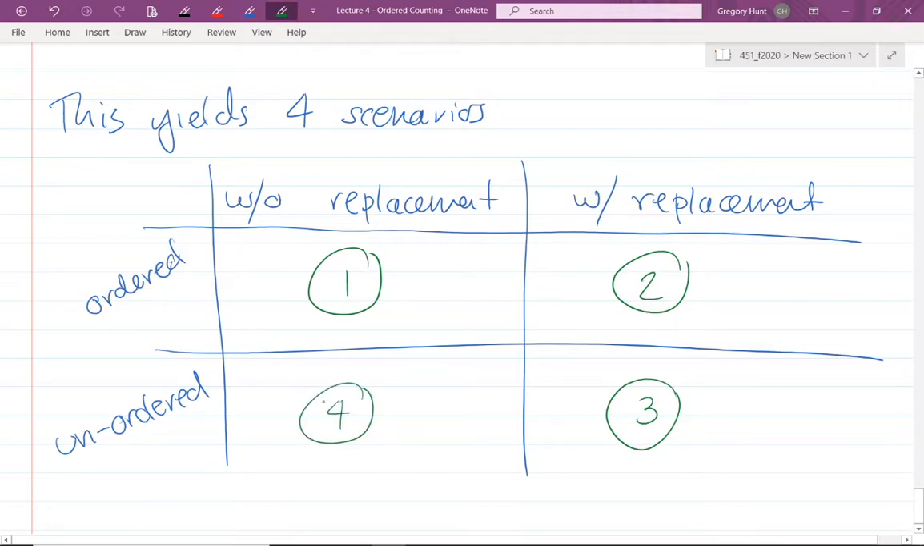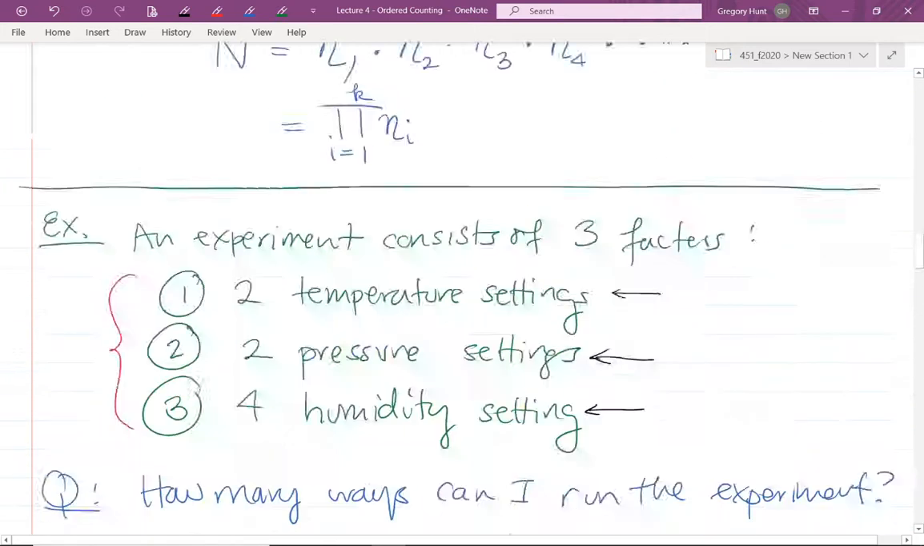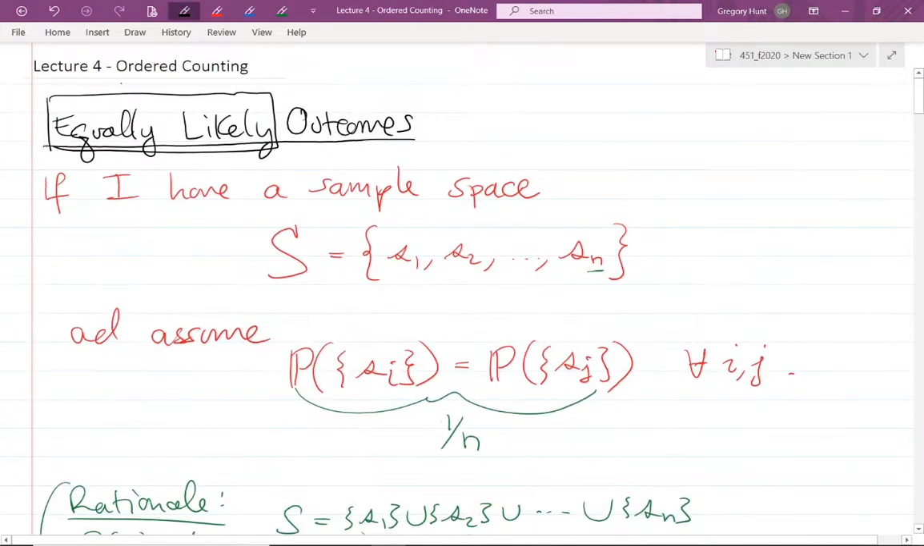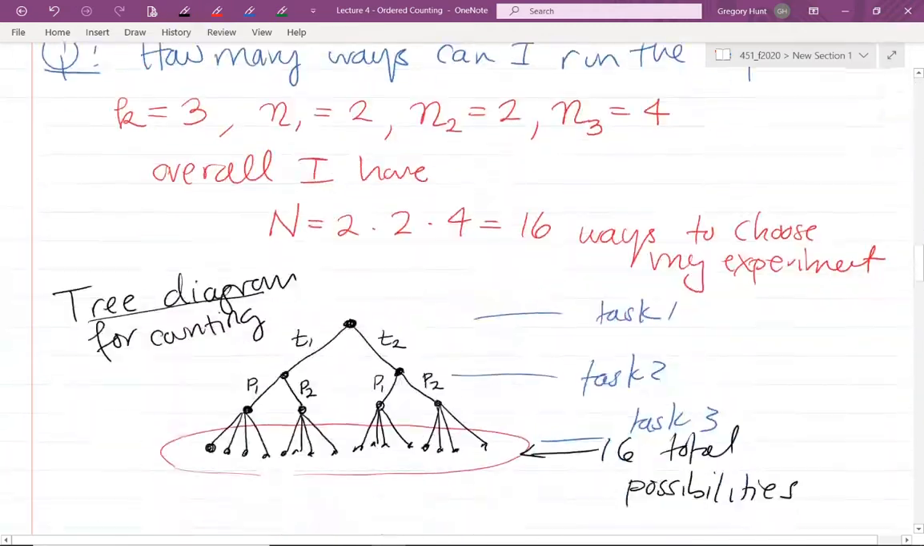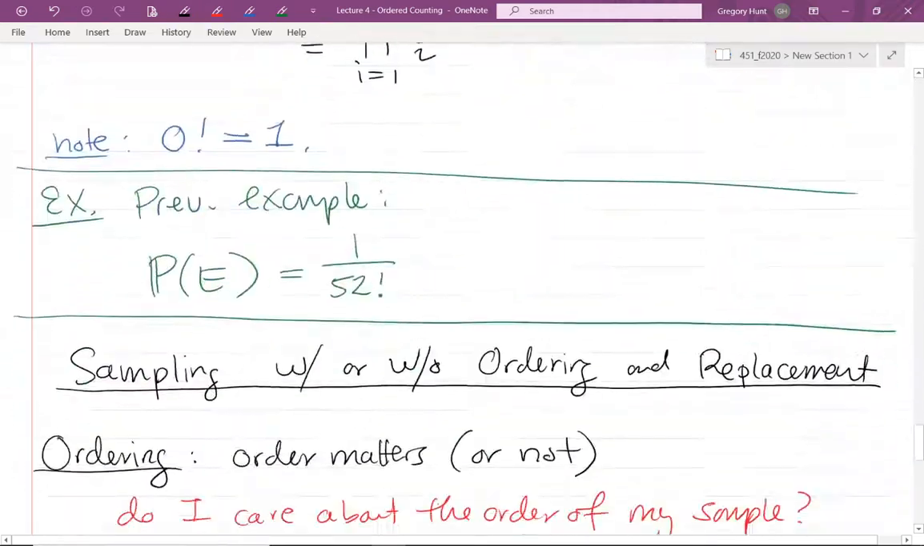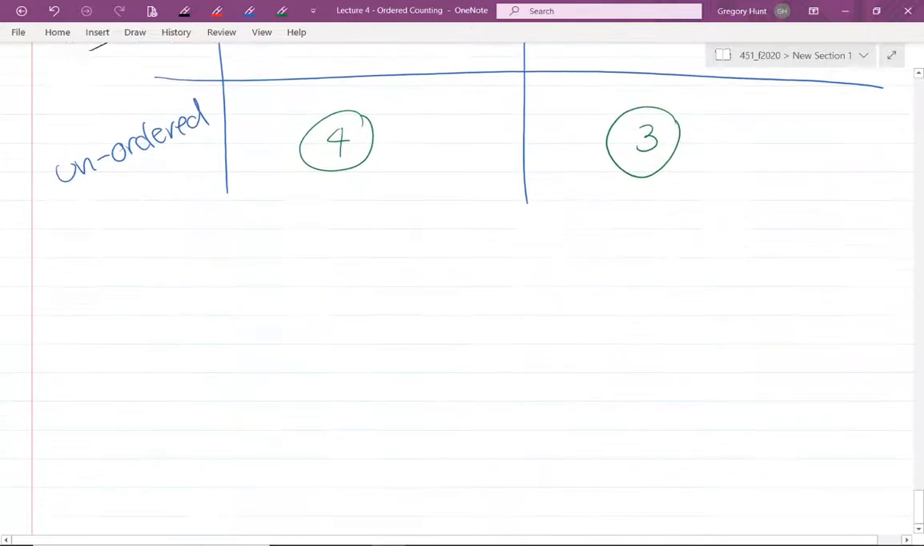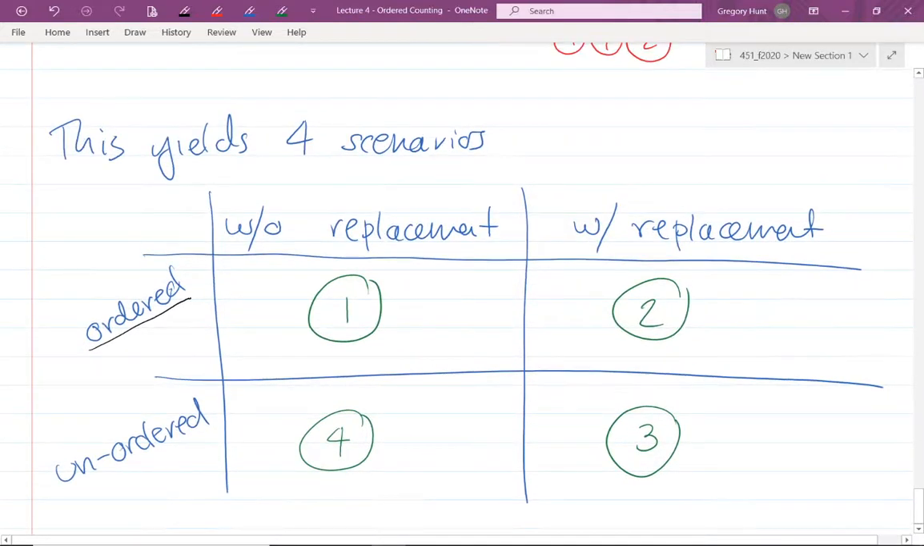Okay, so let's consider our first scenario, which is sampling where we care about the ordering. So today is going to be ordered sampling. At the very beginning of this lecture, I wrote way back up that we're talking about ordered counting today. So here we go. We finally got to the punchline. We're going to talk about how to count ordered samples or ordered collections of things.